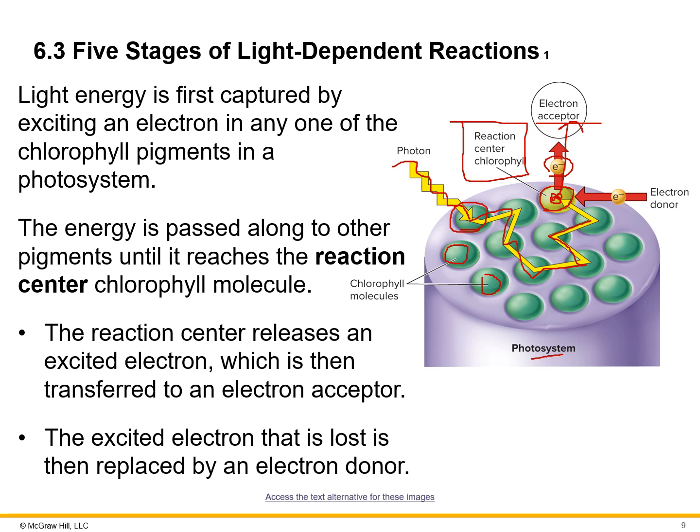But ultimately the pigments can't keep losing electrons. They also need something to donate electrons to replace those. So as an electron pops off, another electron is coming in from another source. And we'll see in a little bit that the source for plants is actually water. That's the electron donor. And then depending on the photosystem, the acceptor can be a little bit different.